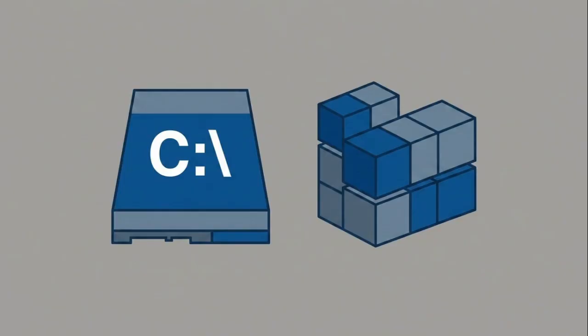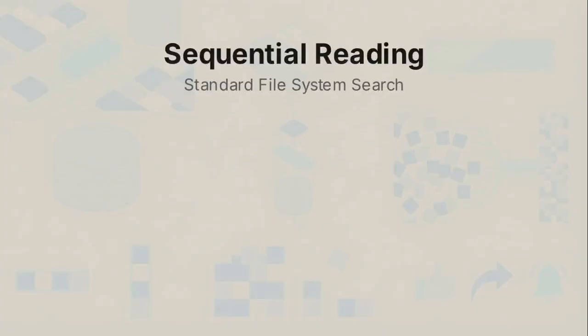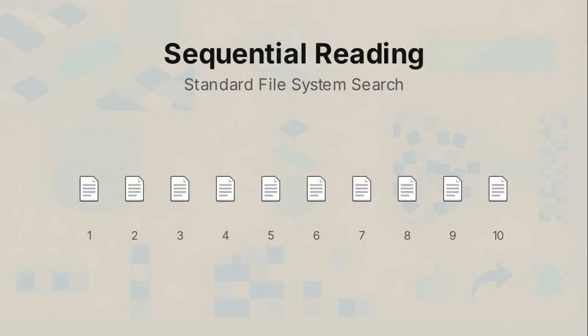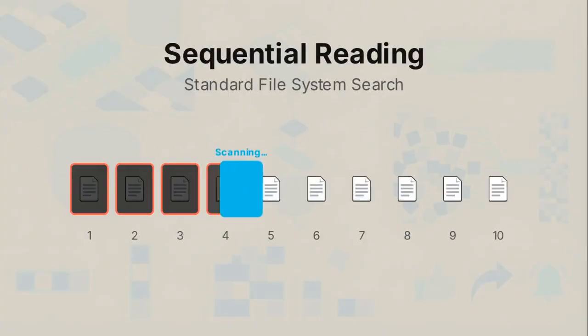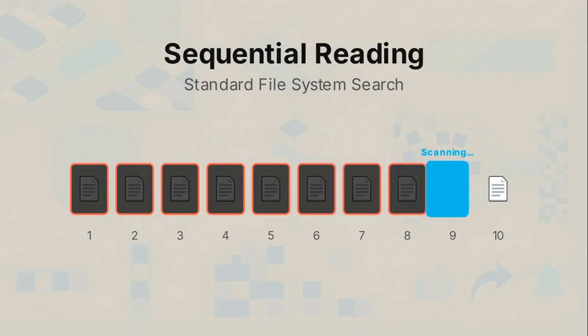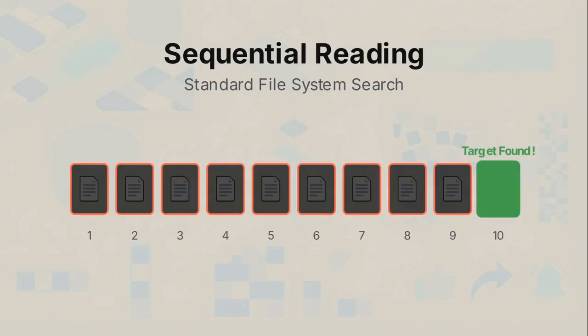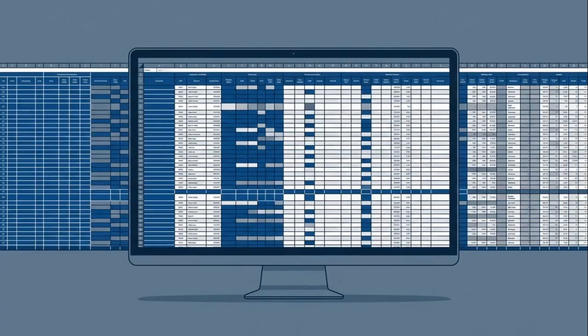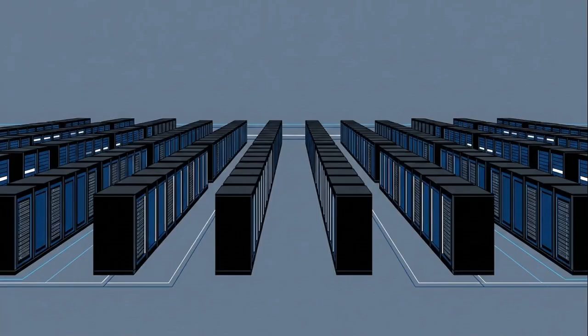Most computer users save data in a standard file system, like a C drive. These systems rely on sequential reading. If you need the 10th file in a folder, the system scans files 1 through 9 before reaching your target. As a business scales, this linear search creates a significant drag on performance. Avoiding this sequential crawl is the primary reason enterprises invest in database software.